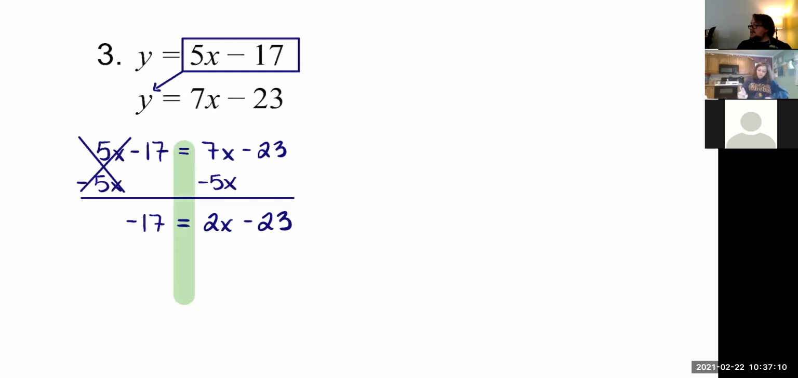All that's left now is to get that variable by itself. It happened to land on the right-hand side. That's okay. We're just going to start moving everything else off of the right. Starting with what?